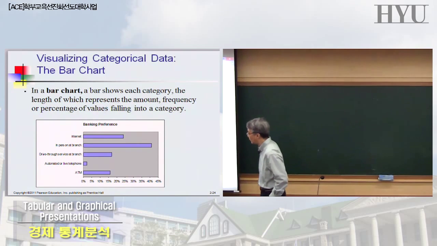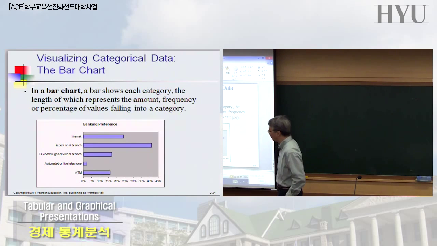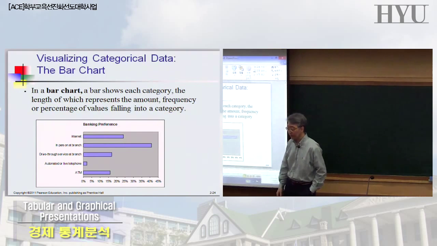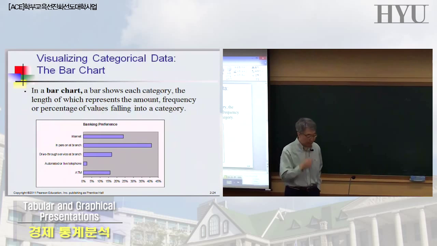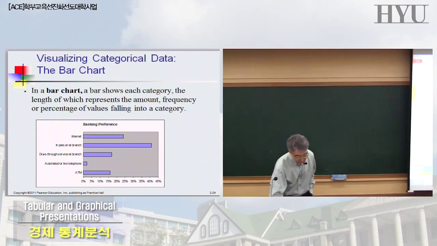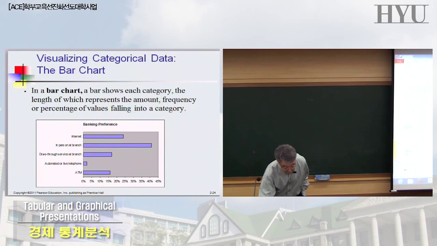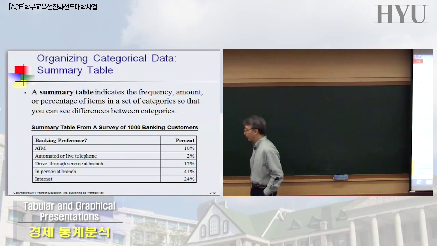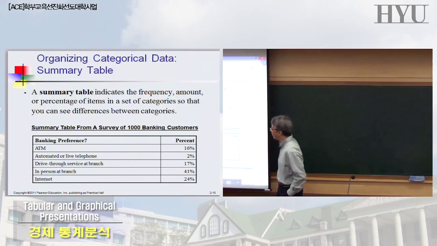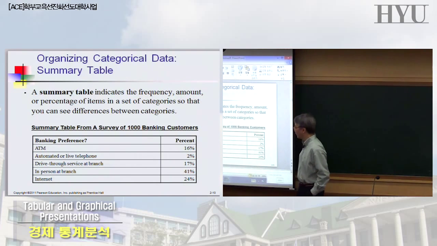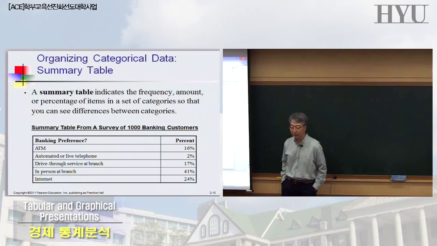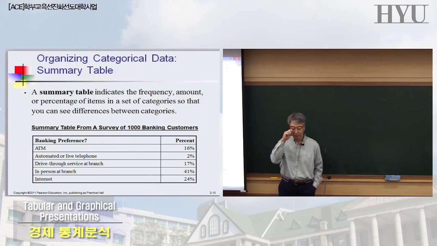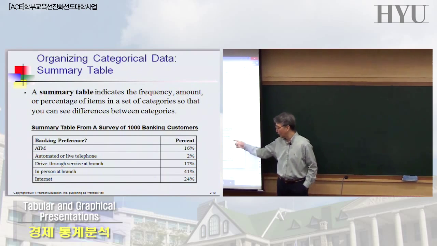All right, I think we had this data before in the last class, banking preference. Let me see if I can quickly locate the, is this it? Yeah, okay. This is the summary table, a survey of 1,000 banking customers. So you asked 1,000 people which is your most preferred way of banking, and we found out these percentages.